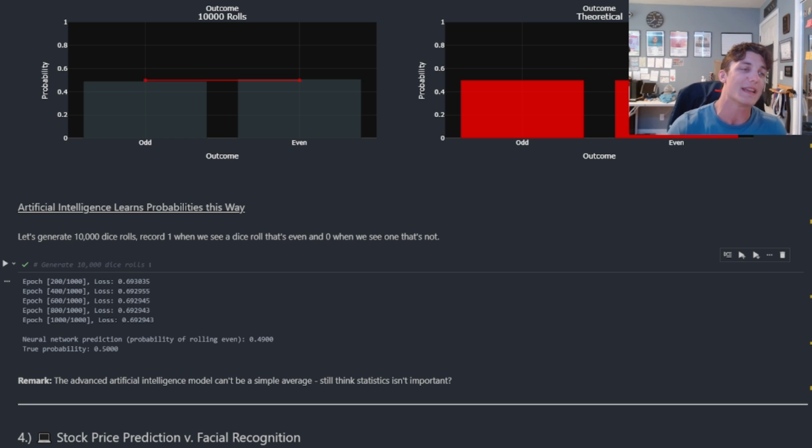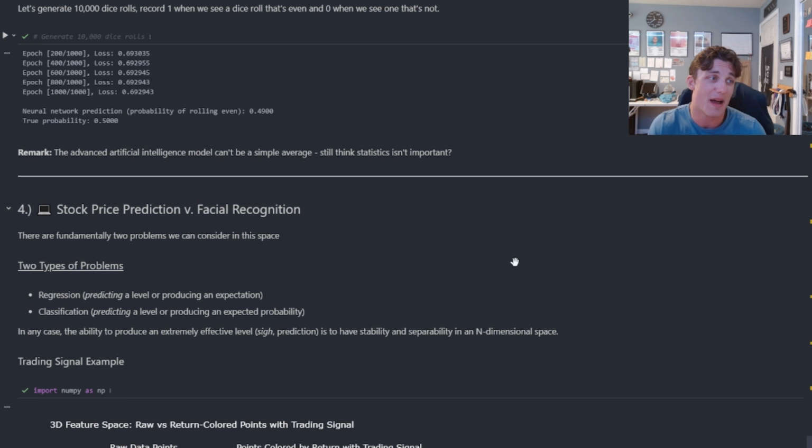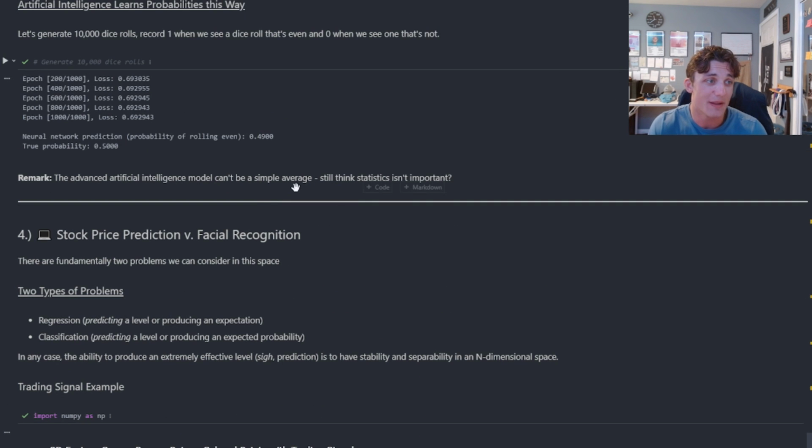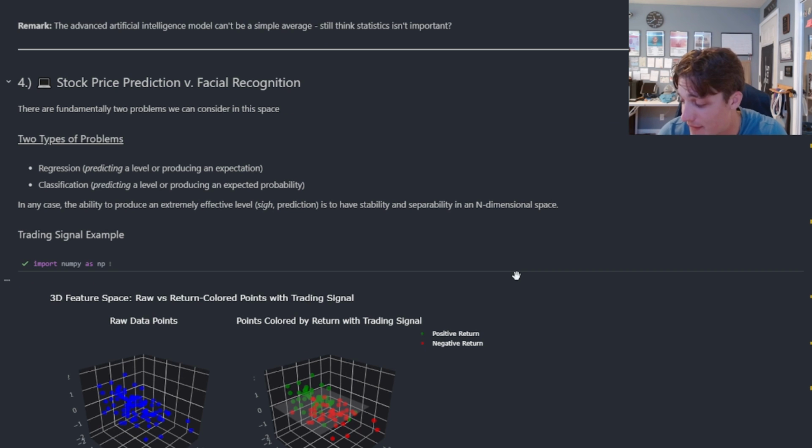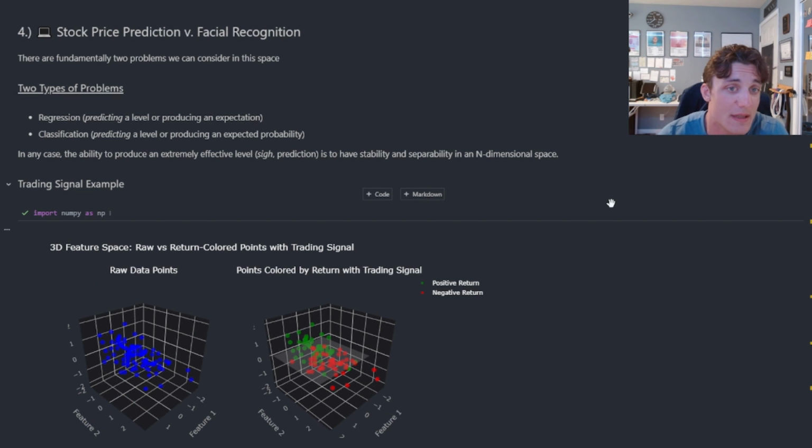More specifically, it is a non-linear conditional expectation. That's all it's doing. There's no prediction. It's producing a level. Our advanced artificial intelligence model here can be boiled down to a simple average. Still think statistics and probability isn't important? Goodness gracious, it's no wonder these shops want us to have a very strong foundation in these topics.